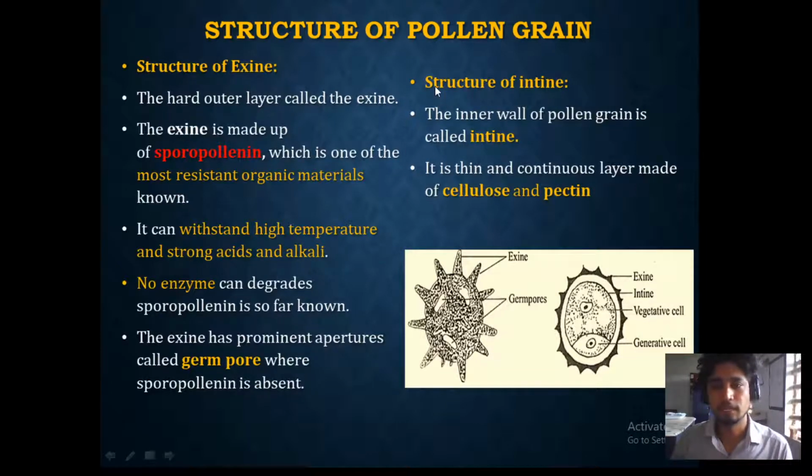And the inner layer, the intine, is the inner wall of the pollen grain. It is a thin and continuous layer, whereas the previous one, exine, is very thick and discontinuous. The intine is made up of cellulose and pectin, whereas the exine is made up of sporopollenin. These differences between exine and intine are very important, and you can note them down and also discuss them. We are going to discuss this pollen grain further.